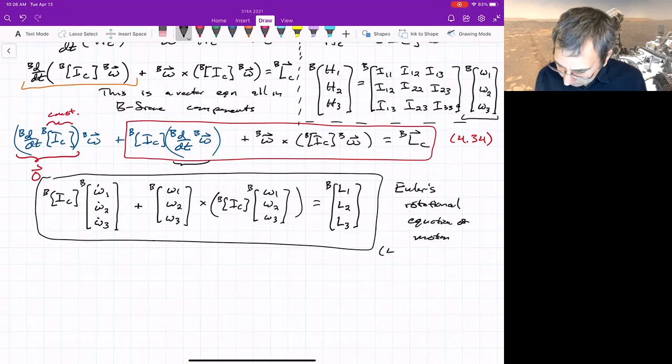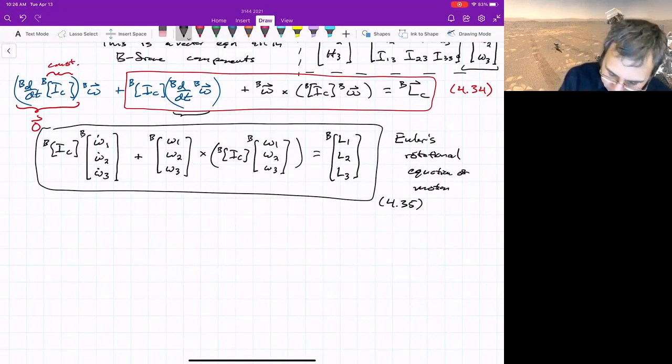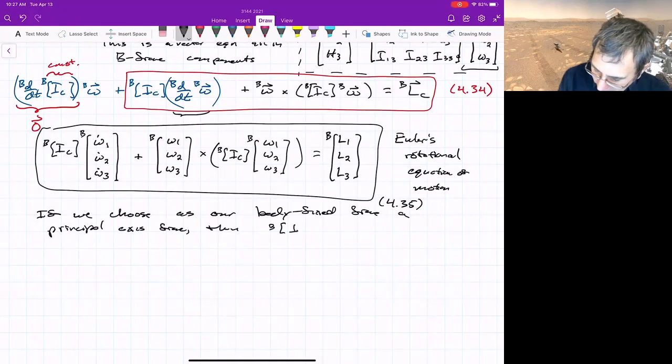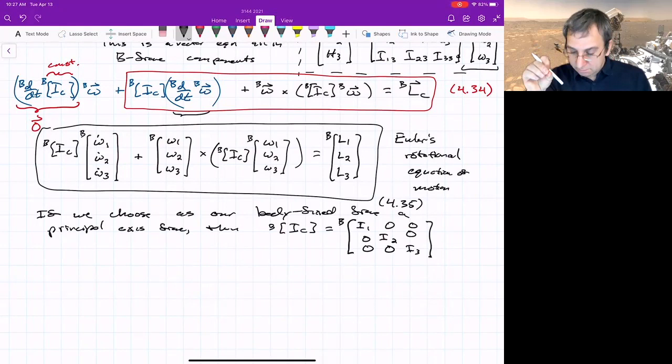So for whatever reason, the book will call this 4.35. Things simplify, and this is why I wanted you to know what a principal axis frame was and how to find it. If we choose as our body fixed frame a principal axis frame, then the advantage is that this moment of inertia matrix is just diagonal. We lose all those off diagonal elements. And instead of writing it as I11, I'll just call it I1, I2, I3.